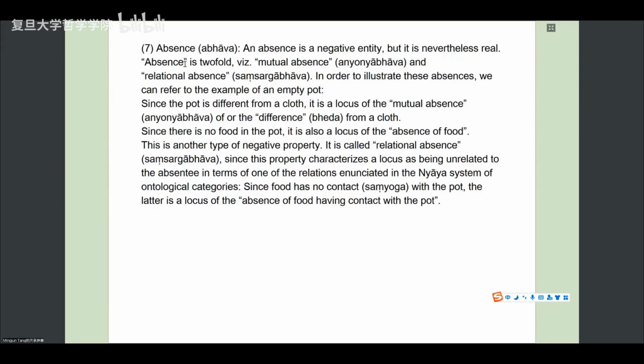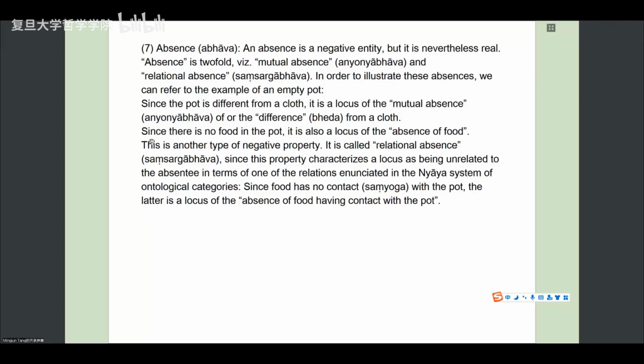Absence is twofold, namely mutual absence, anyonya abhava, and relational absence, sangsarga abhava. In order to illustrate these absences, we can refer to the example of an empty pot. Since the pot is different from a cloth, it is a locus of the mutual absence, anyonya abhava, of or the difference, veda, from the cloth.